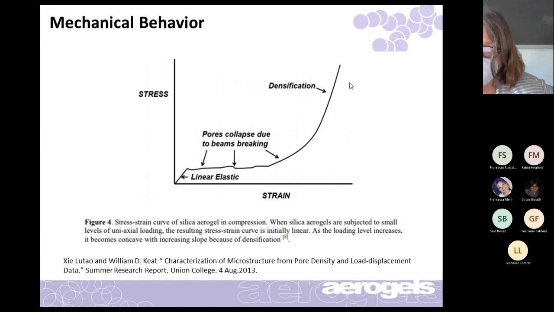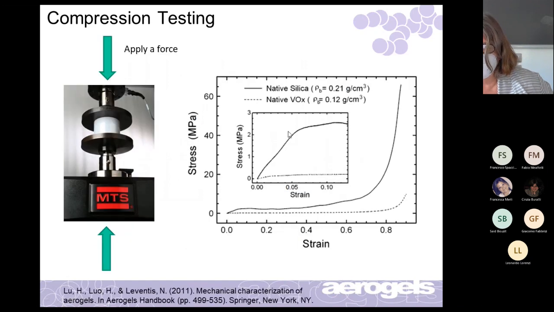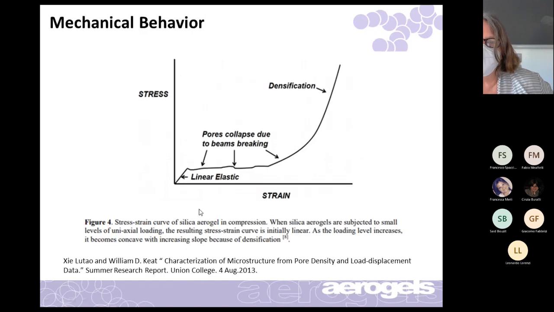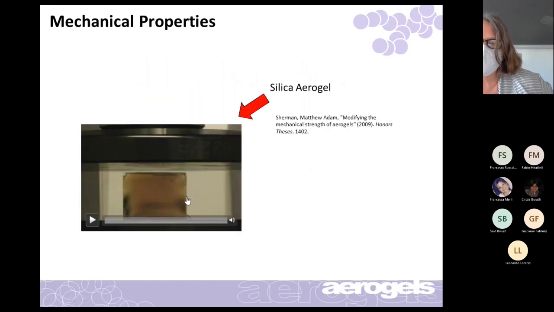Now I'm going to show you what's happening with an aerogel. When you measure the elastic modulus, you measure it down here, in the linear region where you would estimate it. But in here, you get this pore collapse and then densification. So this is a silica aerogel. This is from my lab. This is a compression tester. So there's one side and there's the other.